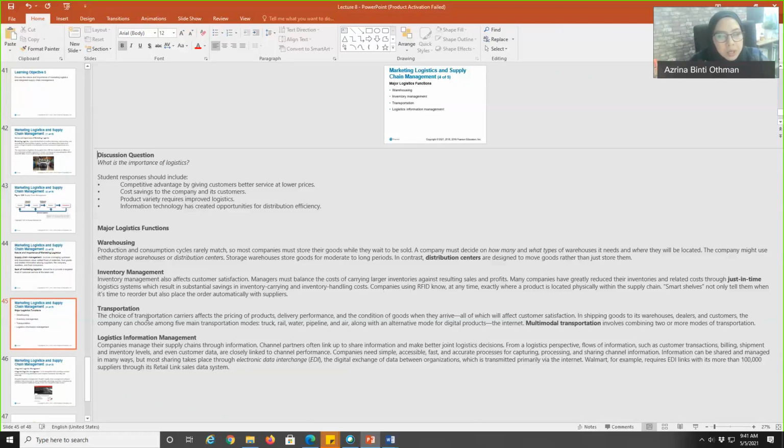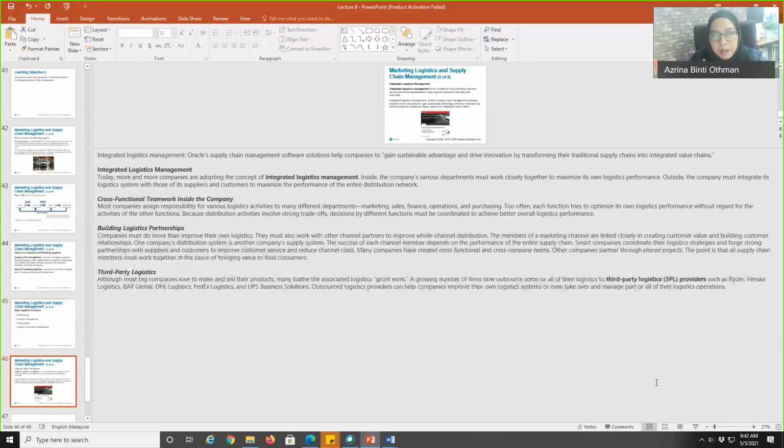Transportation. Pastikan transportation yang kita nak gunakan it won't affect the pricing of products. Kalau produknya kecil saja, sikit saja, tapi you nak guna lori, kontena, tak berpatutan lah kan. So pastikan transport yang diguna tu adalah efektif. Delivery the performance, condition of goods when they arrive. So biasanya sekarang banyak guna courier services kan? Courier services, okay? So that's it.